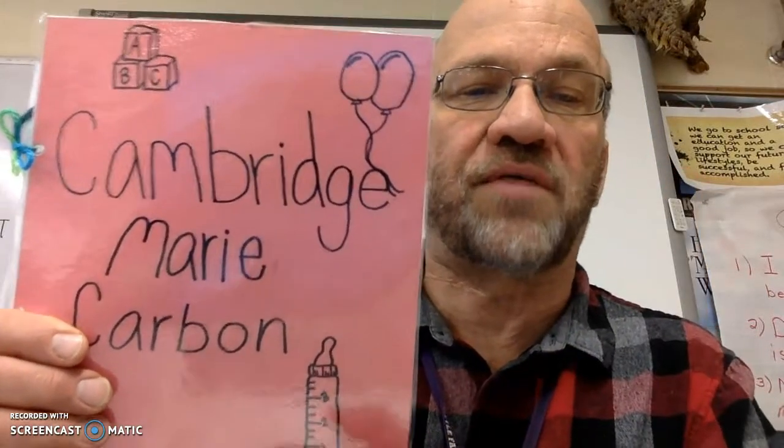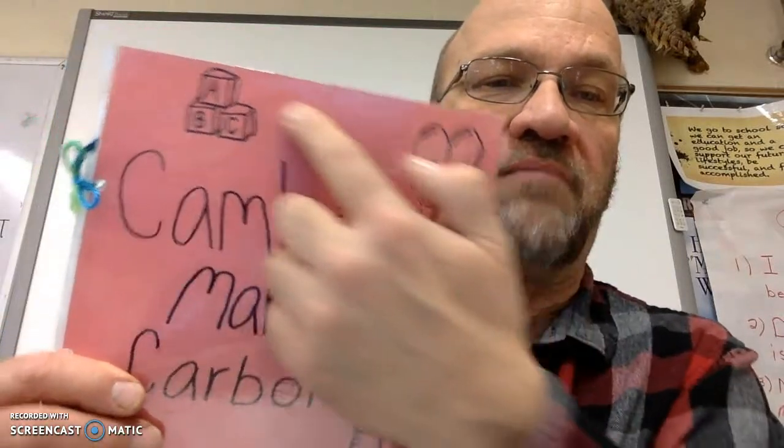Decorate it with a bunch of baby stuff. The bottle here, balloons, blocks. You could have a stroller. You could have a pacifier. You could have little baby stuff. Whatever. It's a baby book. All right. Now we go to the next page.